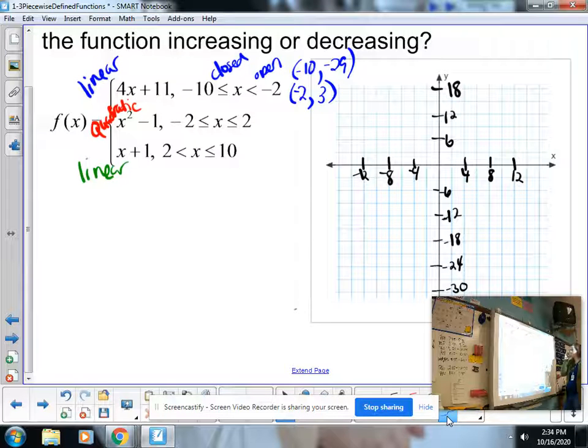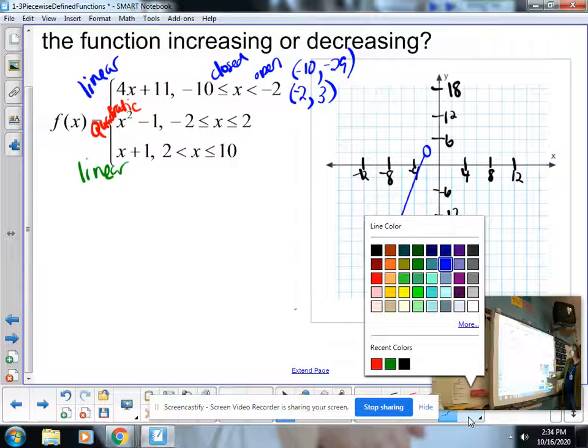So now I'm going to plot those two dots. So I have the point -10, -29, which is going to put me about right here. And then the point -2, 3, which is going to be right there. And then I'm going to be connecting those. Notice the -2, 3 point, that is an open dot.